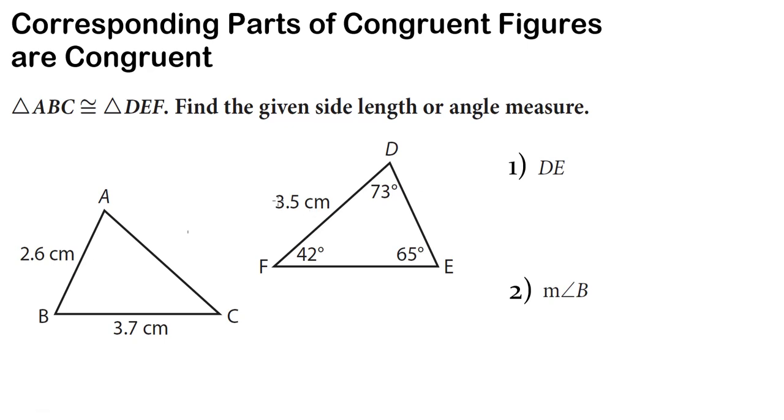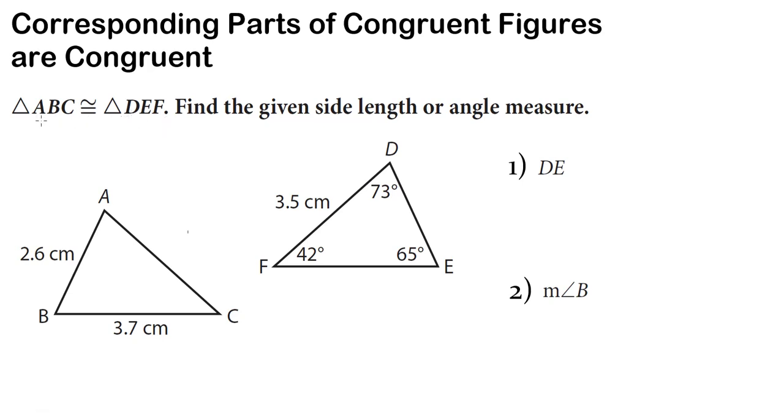So first, let's talk about how to identify corresponding parts of figures, especially if there's been some reflections or rotations taking place. Sometimes it can be difficult to tell which parts are corresponding. Well, the trick is in looking at the order of the lettering when they name the figures. So here it says triangle ABC is congruent to triangle DEF. And so notice the order, because the order is important.